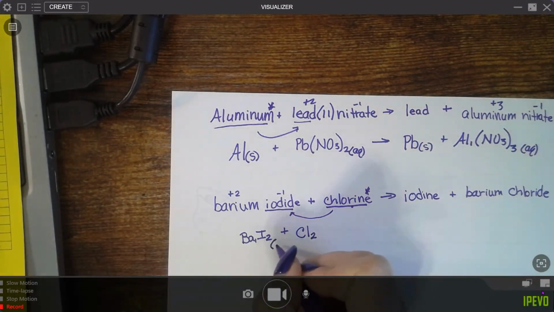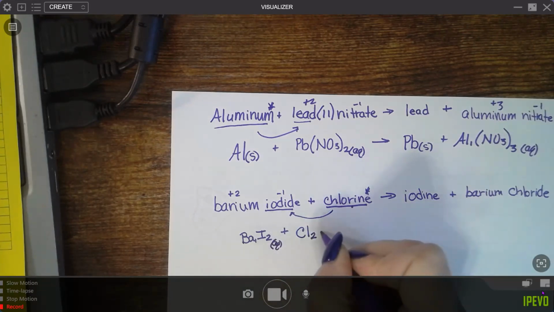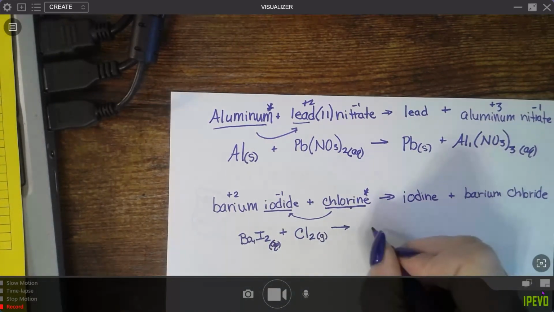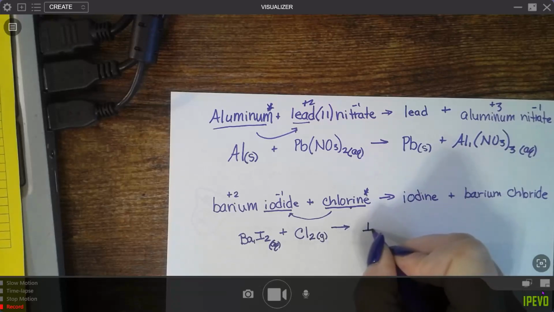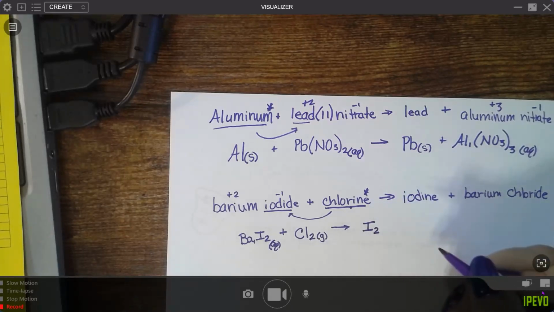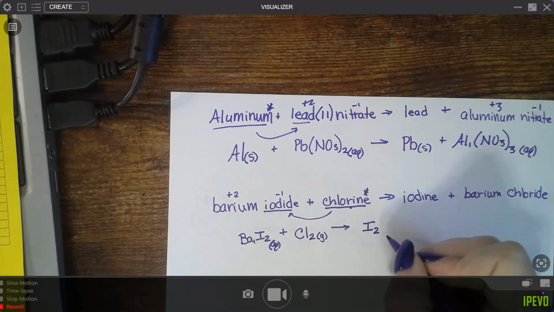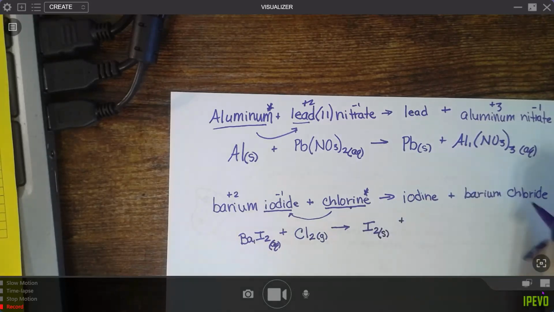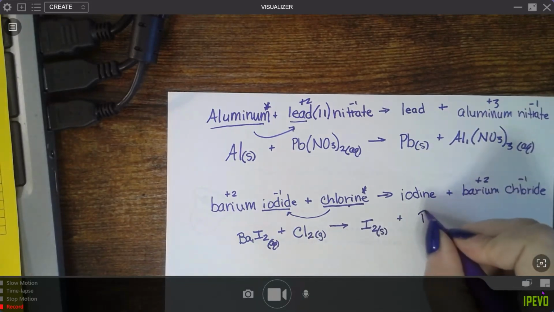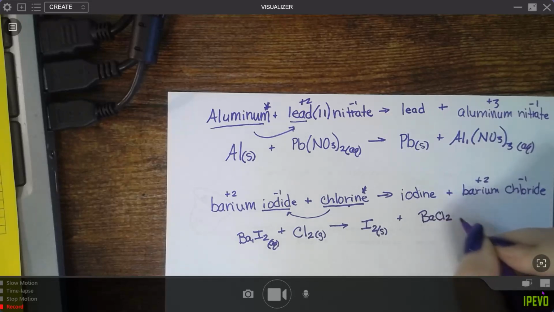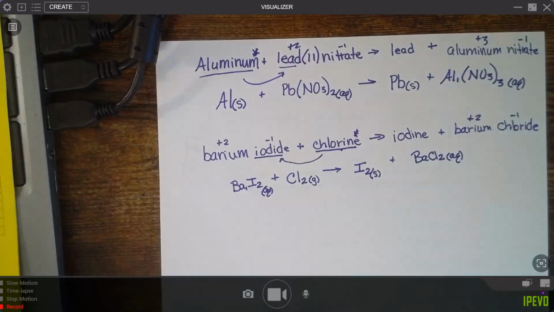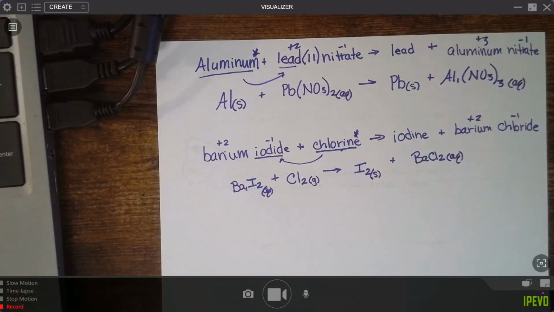So we said reactants, the compound is aqueous. Chlorine is a gas, if you look at the periodic table. And then it breaks apart to form iodine. So I is also one of the 7, the Hoberfinkel 7, a diatomic element. Iodine is a solid. And then we end up with barium chloride. Barium's plus 2, chlorine is minus 1. So BaCl2, aqueous.